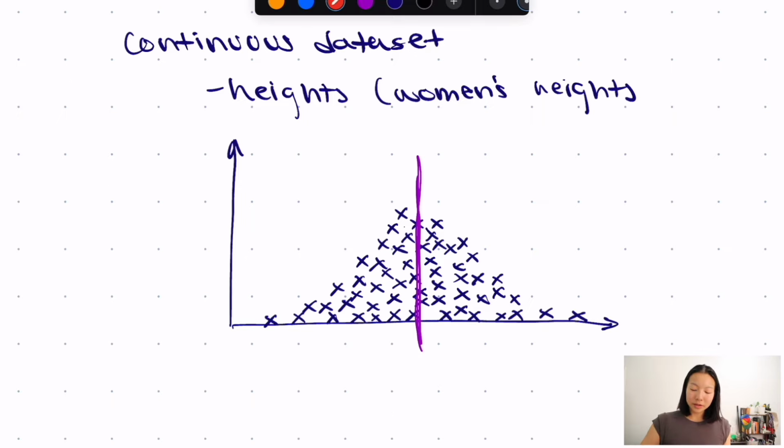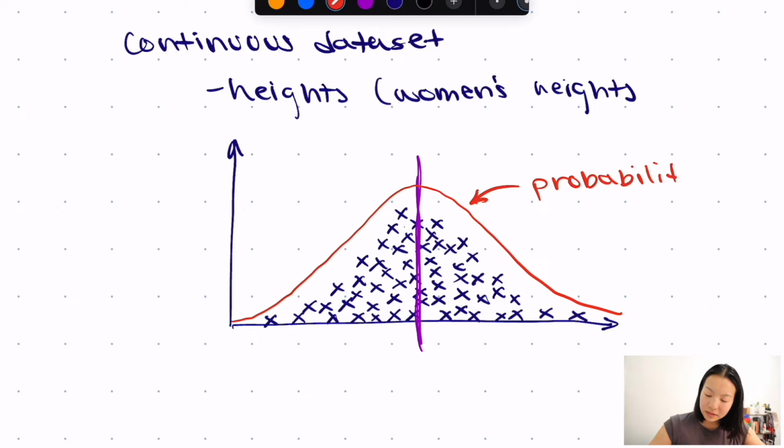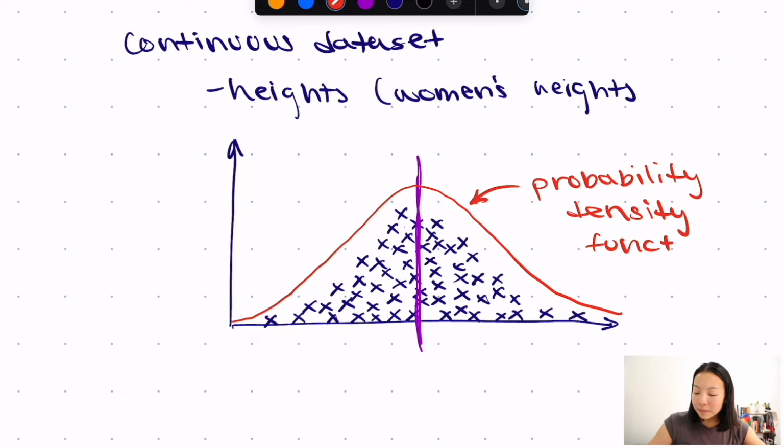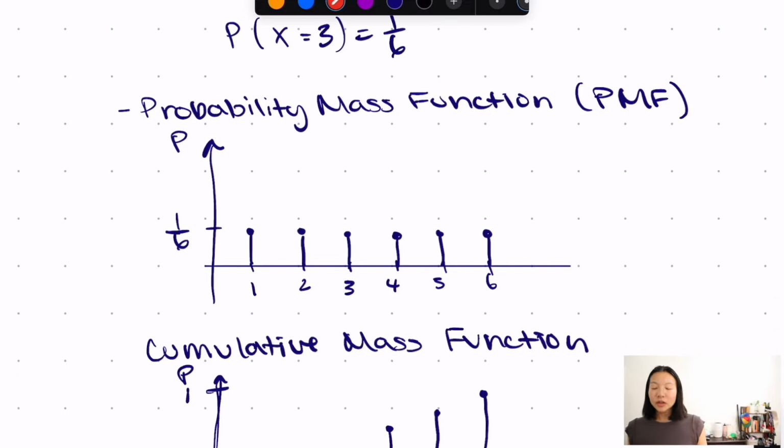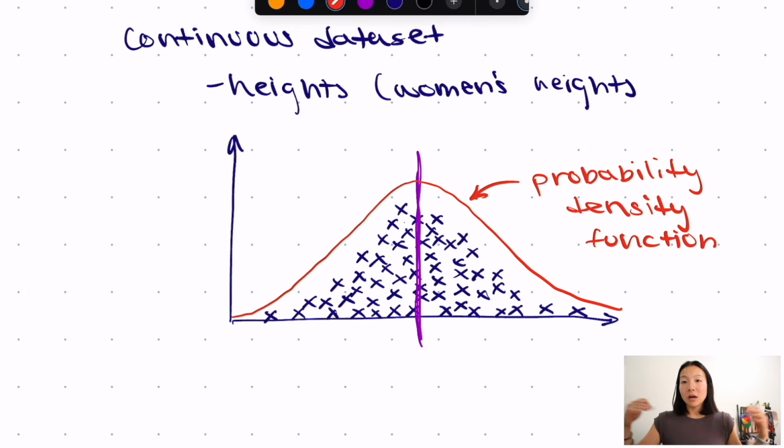This plot that I've actually drawn here can be interpreted as also that similar sort of probability distribution. So this here, this red, is a probability density function. And it's the same concept as this probability mass function, but instead of discrete values, we are actually saying, okay, on this continuous axis, what is the probability at a given point that this person's height might be this number?